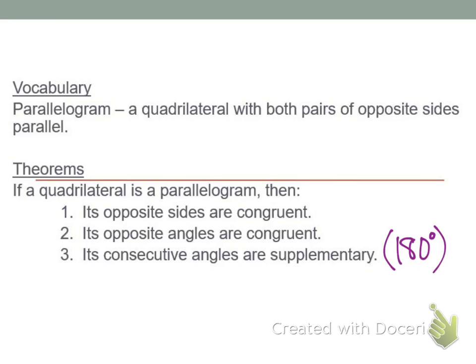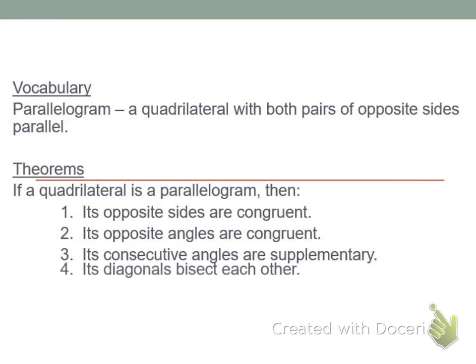Ready for the fourth one? Get ready. If a quadrilateral is a parallelogram, then its diagonals bisect each other. Its diagonals bisect each other. So the diagonals we talked about yesterday, they connect non-consecutive vertices. In a parallelogram, that means they cross through the middle of the parallelogram.